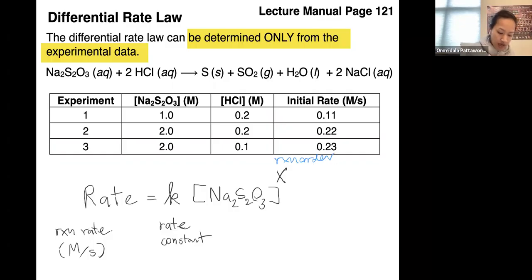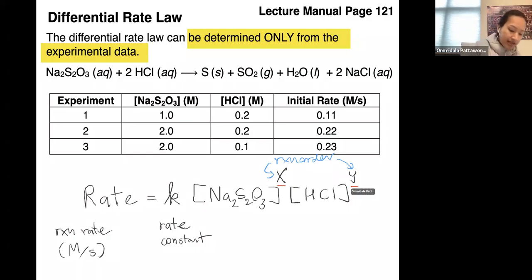We need to include all of the reactants, so in this case we include hydrochloric acid as well, and I raise this to the power of Y. I don't know what X and Y are yet. Both X and Y are what we refer to as reaction order. It tells us how changing the concentration affects the rate. These X and Y can only be determined from the experimental data.